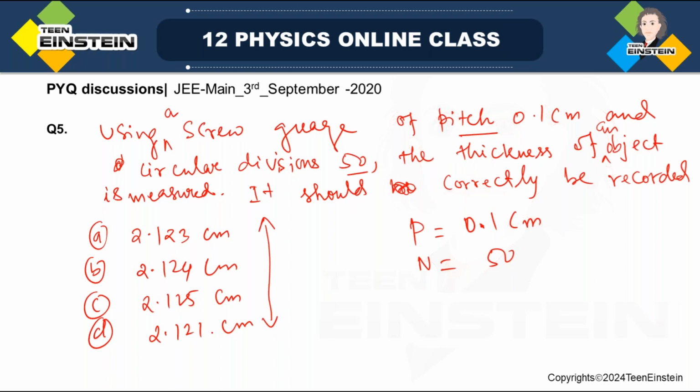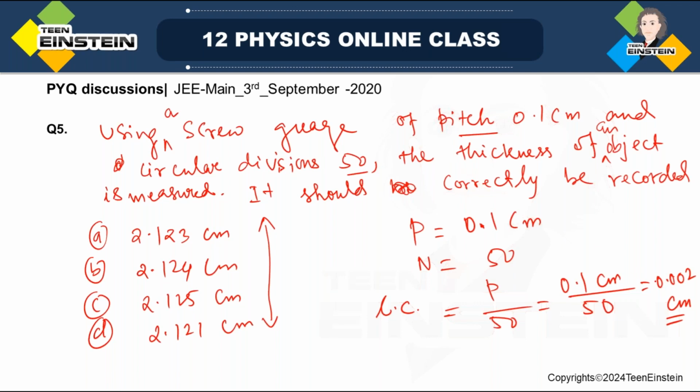2.125 or 2.121. Before I see the options, let me find out what is the least count here. Least count is screw pitch by the number of divisions. So what I get, guys, here, this is centimeter, this is 50, so I'll get 0.002 centimeter. Once I get this least count, from the least count, can you guess something?